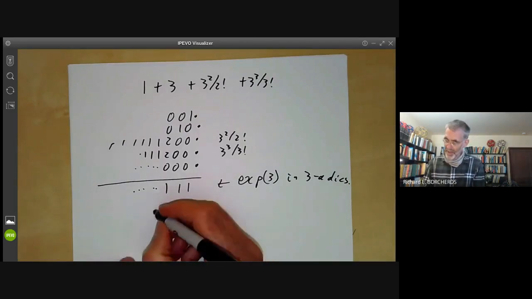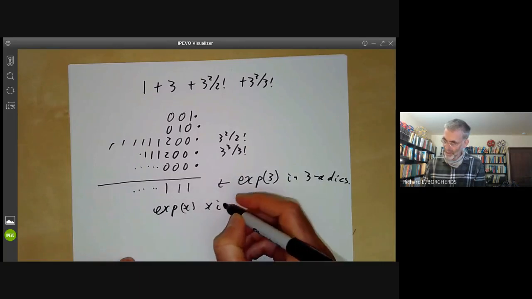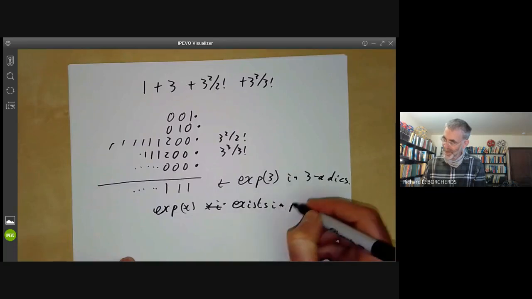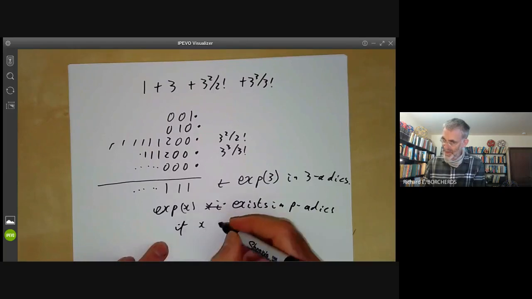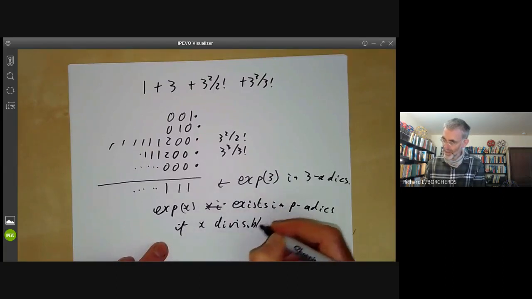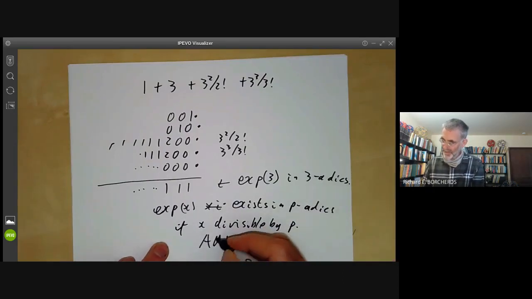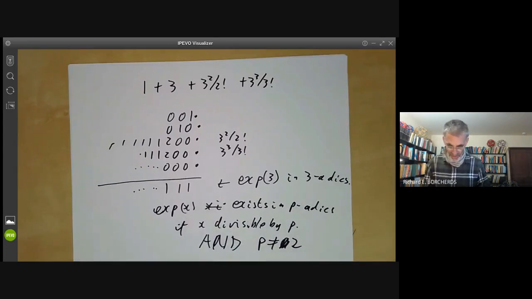And in fact, exp of x exists in the p-adics if x is divisible by p, in other words, its last digit is 0, and something else goes wrong. What goes wrong is that for p equals 2, things don't really work. P equals 2 always goes wrong.